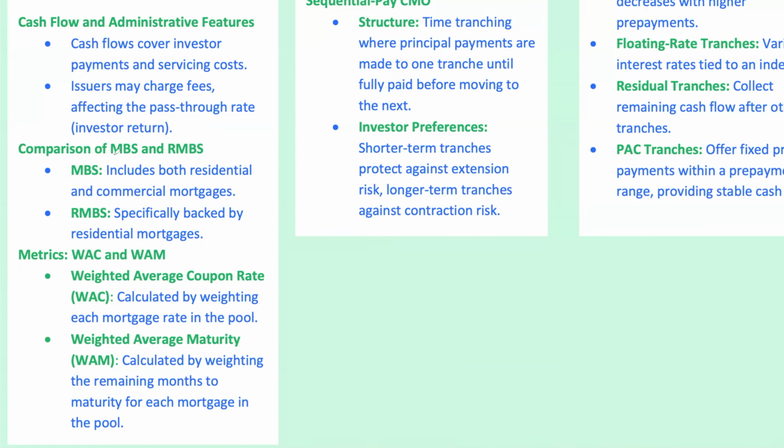Now let's talk about the comparison of MBS and RMBS. Here's the lowdown on how MBS and RMBS stack up. Mortgage-Backed Securities, MBS, can include a mix of both residential and commercial mortgages. So you're looking at a pretty broad pool of assets, from family homes to massive office buildings. On the other hand, residential mortgage-backed securities, RMBS, are laser-focused on residential mortgages or pass-through securities. In short, MBS covers both worlds, residential and commercial, while RMBS sticks strictly to the residential side of things.